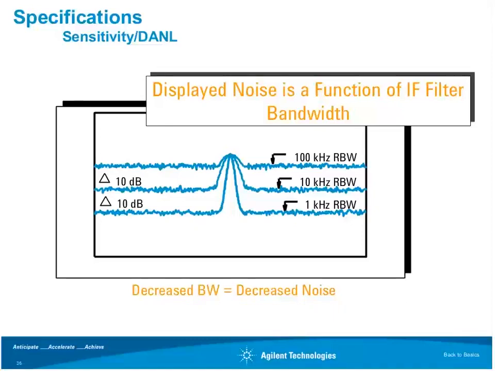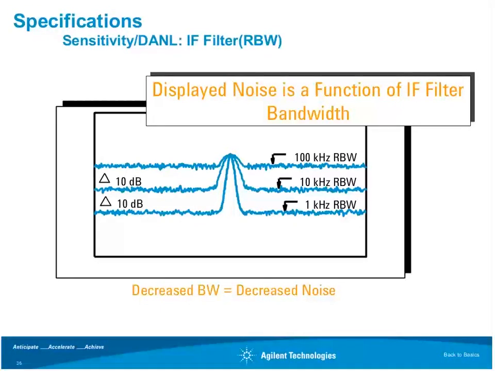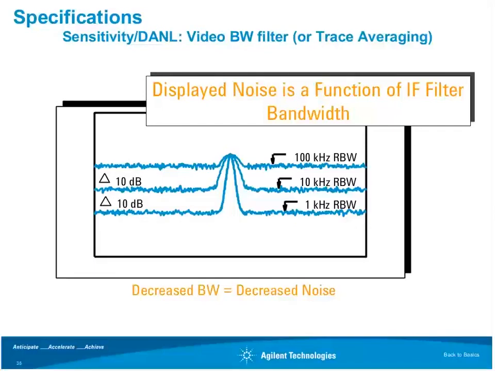All right, another big important factor in the overall noise performance is which IF filter we select. The narrower the resolution bandwidth, the less noise is allowed to pass through the IF and reach the detector. Here, for example, as we reduce the resolution bandwidth from 100 kilohertz to 10 kilohertz or 1 kilohertz, every time I get a 10 dB improvement in signal-to-noise ratio. So it's much, much easier to see that signal.